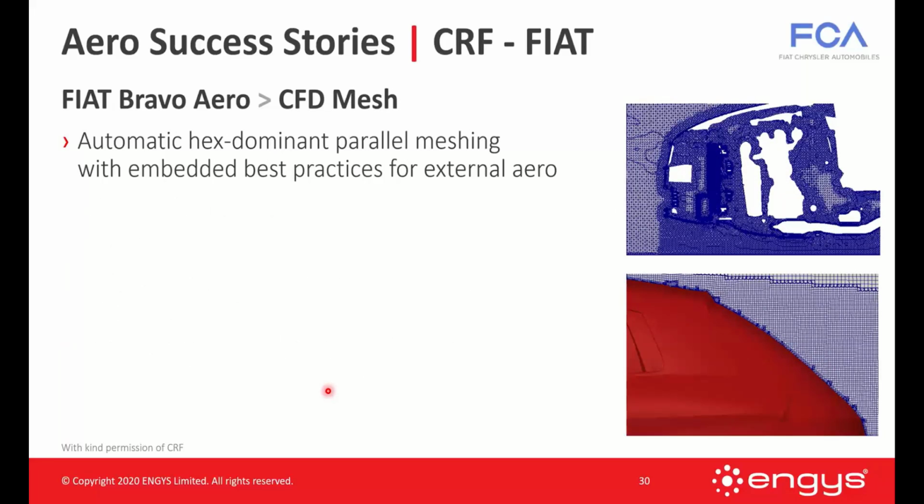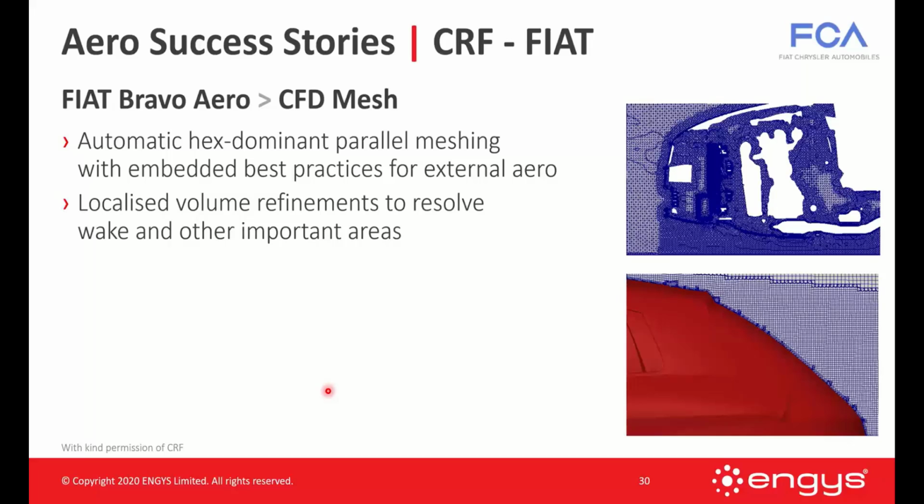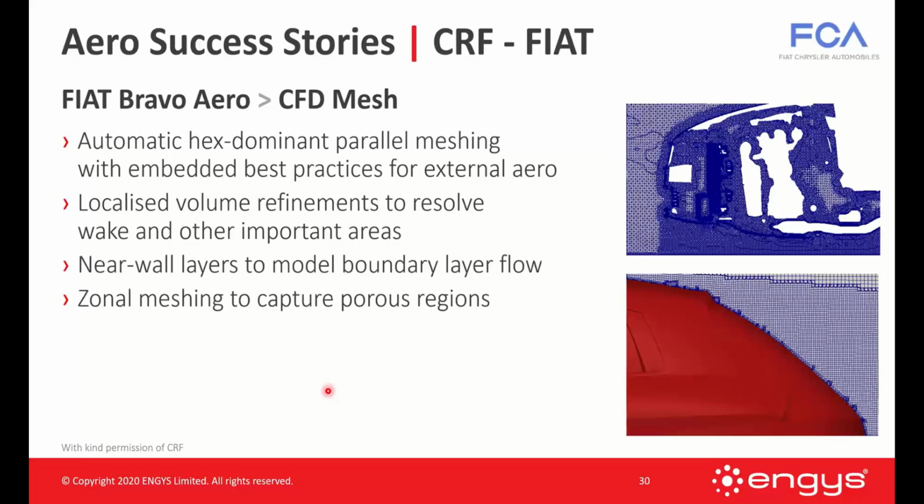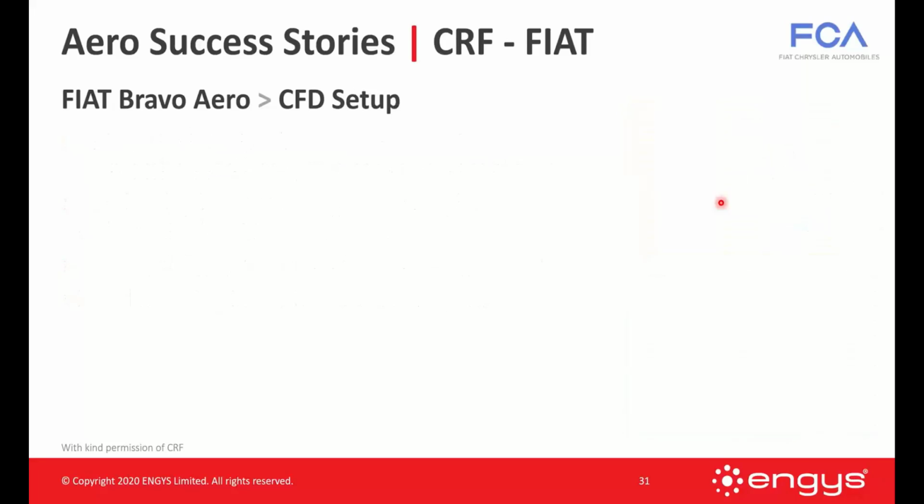In terms of meshing, we've got an automatic hex dominant parallel meshing that comes standard with Elements, and we're using the embedded best practices for external aero. There's localized volume refinement to resolve the wake and other important areas. There's near wall layers to model the boundary layer flow over the external areas of the vehicle. There's zonal meshing to capture porous regions. Here's a zonal mesh right here for the different radiator and condenser components themselves.